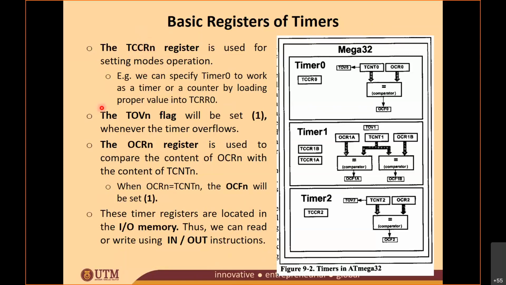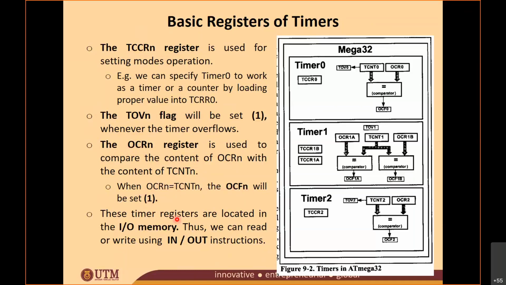And then we have the TIFR. The TIFR consists of the TOV flag and the OCF flag. The TOV flag will be set whenever the timer overflows, and the OCF flag is set whenever the compare match is equal. Then you will have the OCR register. This OCR register is used to compare the content of OCR with the content of TCNT. When the OCR equals TCNT, then the OCF flag will be set.